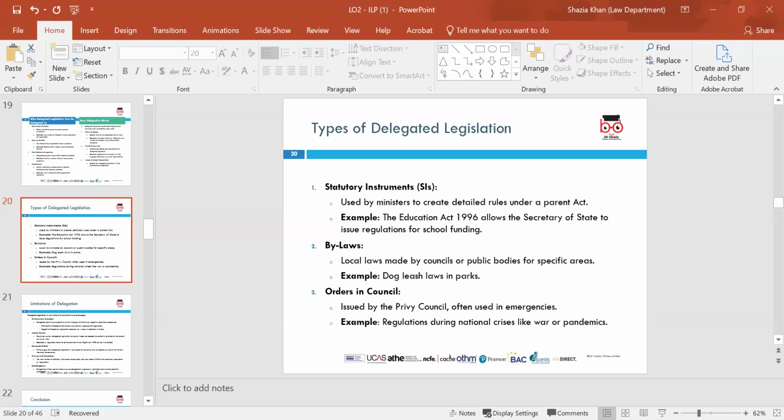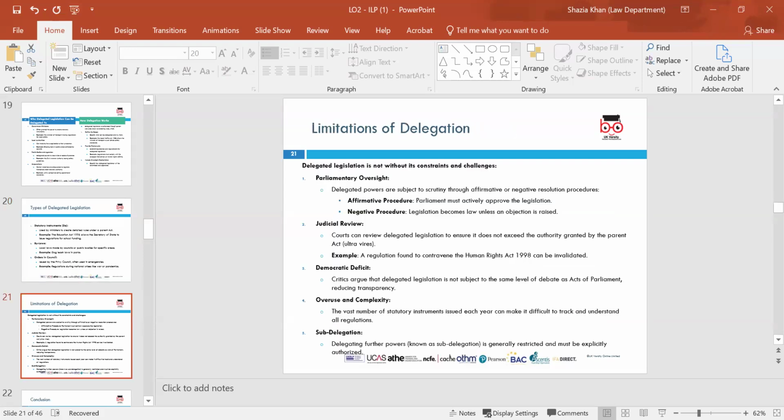However, the Privy Council has the power to make law in emergency situations under the Emergency Powers Act 1920 and the Civil Contingencies Act 2004. Orders in council can also be used to make other types of law. A good example is in 2004, when an order in council was used to change the Misuse of Drugs Act 1971 to make cannabis a Class B drug. So these are the different types of delegated legislation.